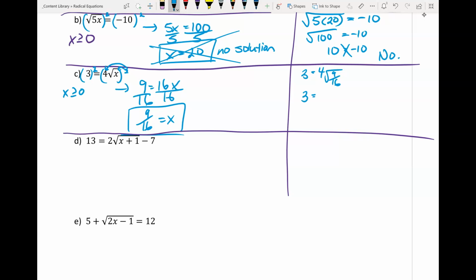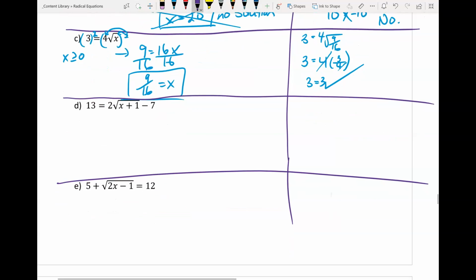And we need to see if the left-hand side equals the right-hand side. So the square root of 9 is 3. The square root of 16 is 4. You can see the 4 will cancel out top and bottom of the fraction. We're going to get 3 equals 3. And this is satisfied. It's good.